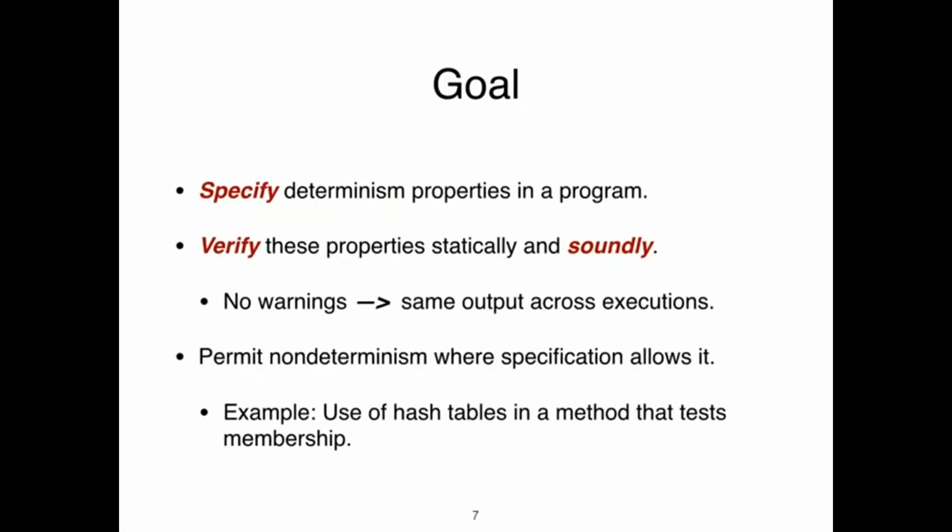The high-level goal of our work is to provide a way for programmers to specify determinism properties in a program, and a tool that can verify these properties statically and soundly. A consequence of our sound approach is that if the tool doesn't report any warning, then the program is guaranteed to have no non-determinism bugs and it will have the same output across executions. I would like to note here that our approach permits non-determinism where the specification allows it. For instance, there could be internal non-determinism with the use of hash tables in a method that tests membership.